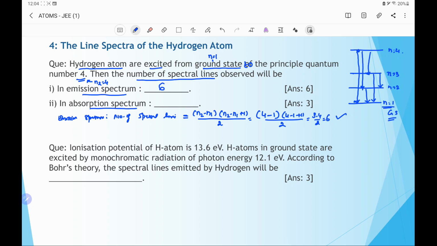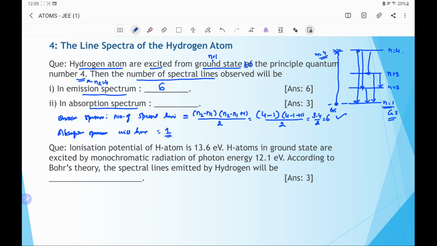In the absorption spectrum, electron absorbs the energy and transits to the higher energy state. So in this case, the absorption spectrum will have one spectral line, because here the electron was initially in the ground state, and after receiving the energy it directly reached the n equal to 4 orbit.